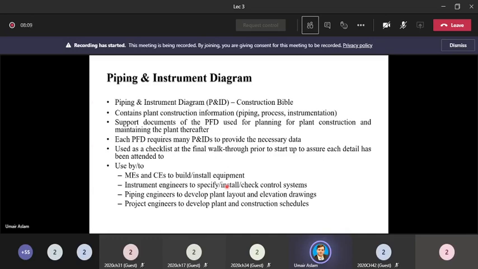It is usually used by mechanical engineers and chemical engineers to build and install equipment, by instrument engineers to specify, install, or check control systems, by piping engineers to develop plant layout and elevation drawings, and by project engineers to develop plant and construction schedules. As you can see, this P&ID has application in various engineering fields. So, mechanical engineer, chemical, instrument, piping, project engineers. So, if it is used by various engineers, then that means it has all the information. That is why all kinds of engineers use this diagram for their particular job.